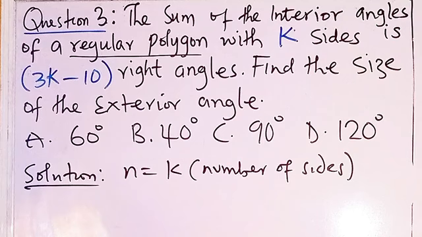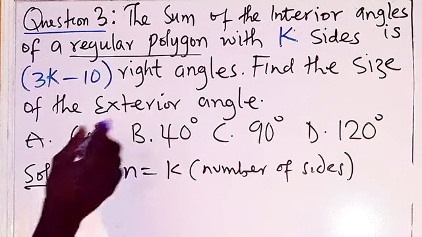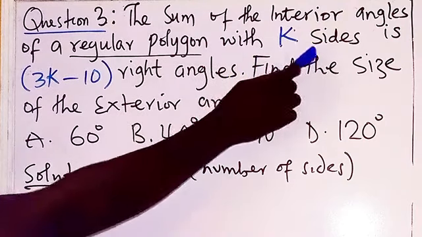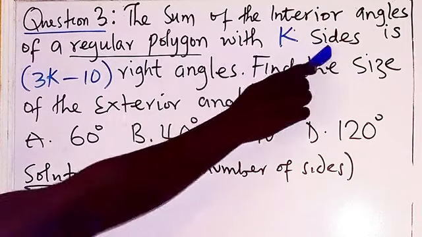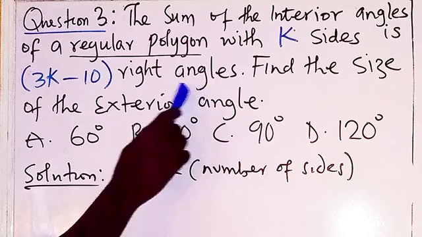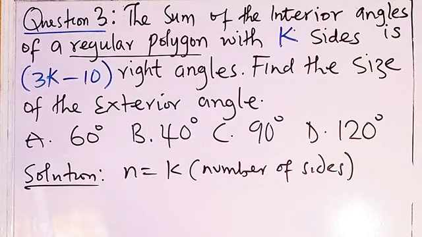So therefore, they said the sum of the interior angles of a regular polygon. We don't know the type of the polygon, but we are told that it is a regular polygon. And when they say regular polygon, it means a shape that has the interior angles the same. Each of the interior angles are the same. That is the word regular polygon, with k sides, but we don't know the number of sides that the polygon has. But they said the sum of the interior angles of a regular polygon with k sides is 3k minus 10 right angles. This right angle is 90 degrees, right? Find the size of the exterior angle.